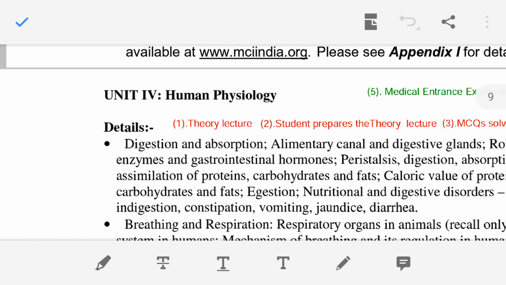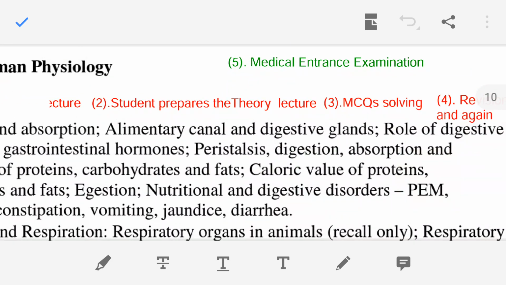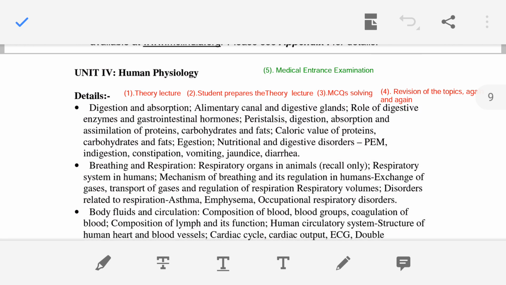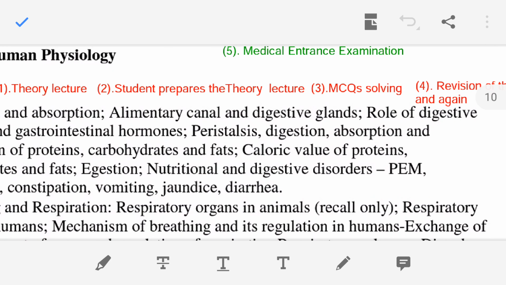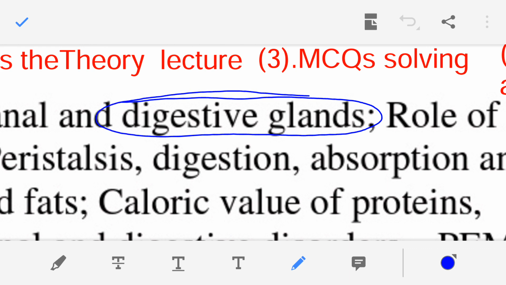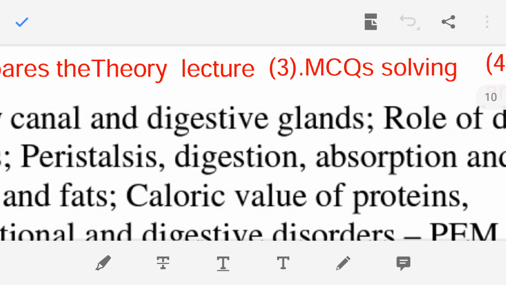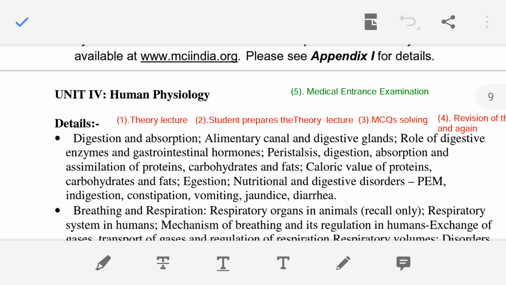Now, where does this topic, function of liver and gallbladder, belong in your syllabus? Human physiology, chapter name, digestion and absorption, digestive gland. Over here, this topic belongs. You have a copy of the syllabus. I also have a copy of the syllabus.